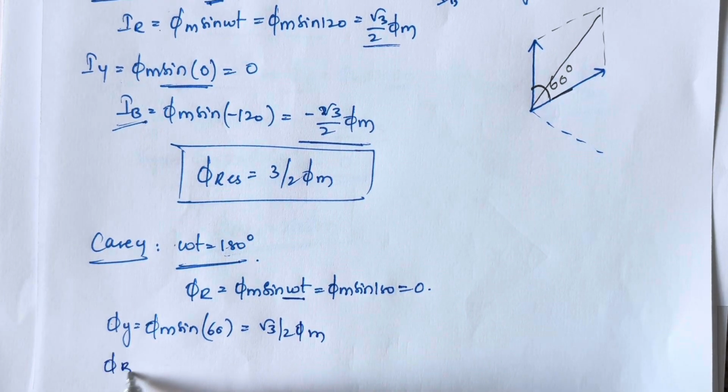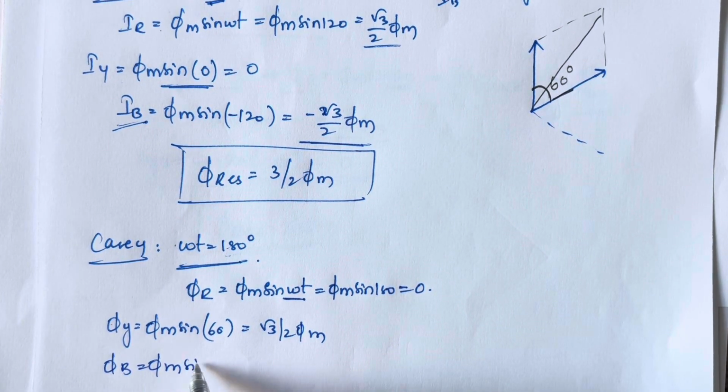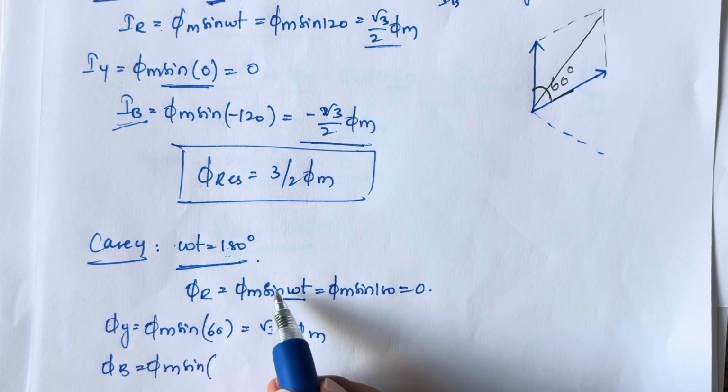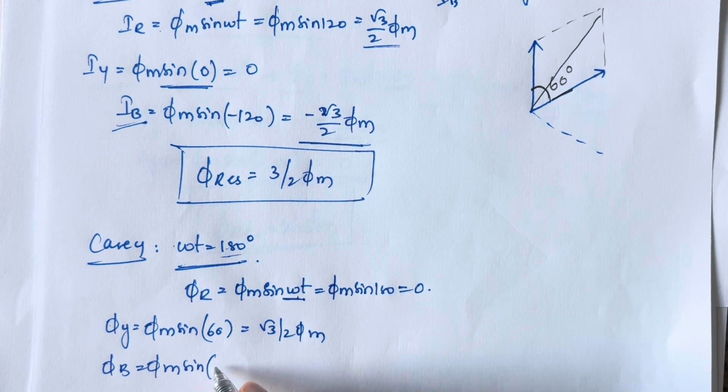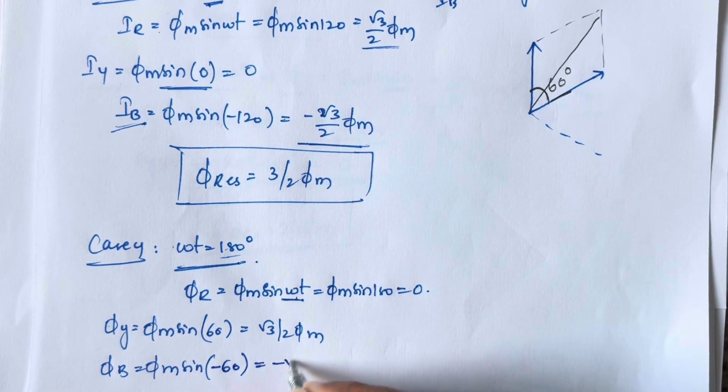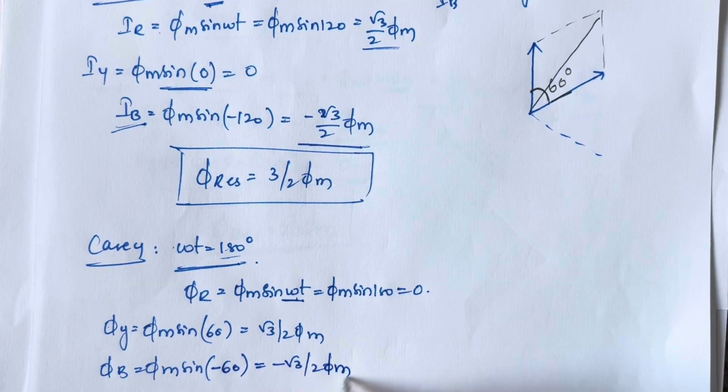Next, phi b will be equal to how much? Phi m sine omega t minus 240, right? Omega t is 180. 180 minus 240 is how much? Minus 60, which is minus root 3 by 2 phi m.